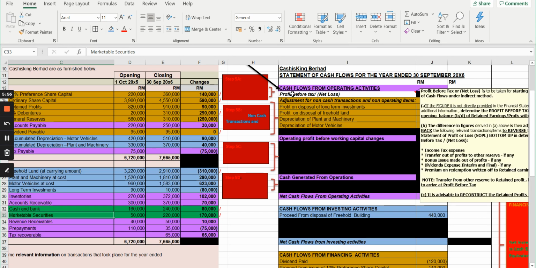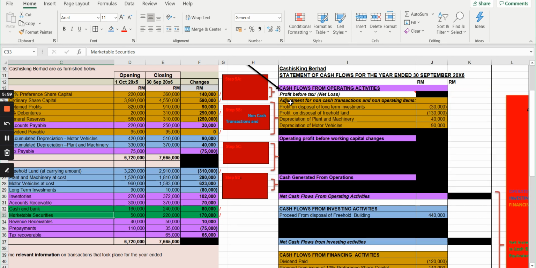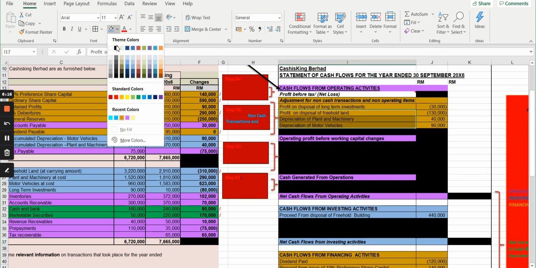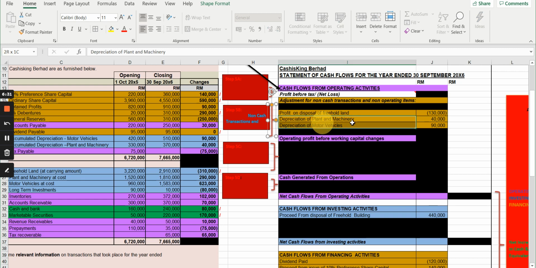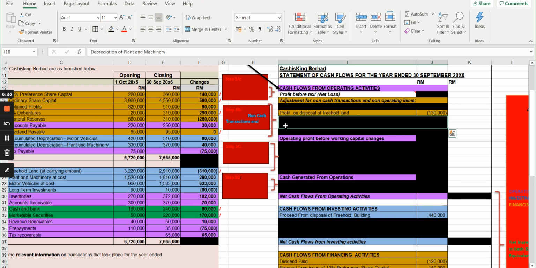For your information, we are going to start off with profit before tax. But before that, we are going to look at adjustment for non-cash transactions. So profit or gain on disposal of long-term investment are the things that you... I'm going to just put this like this. Okay, this is our first item that we have obtained. Just highlight that first. I'm just highlighting profit on disposal of freehold land, 180,000.